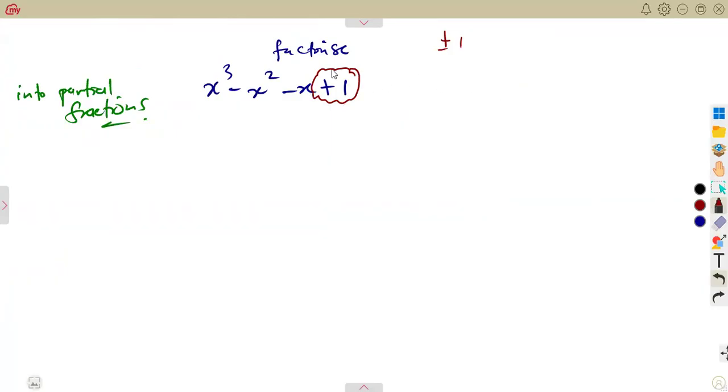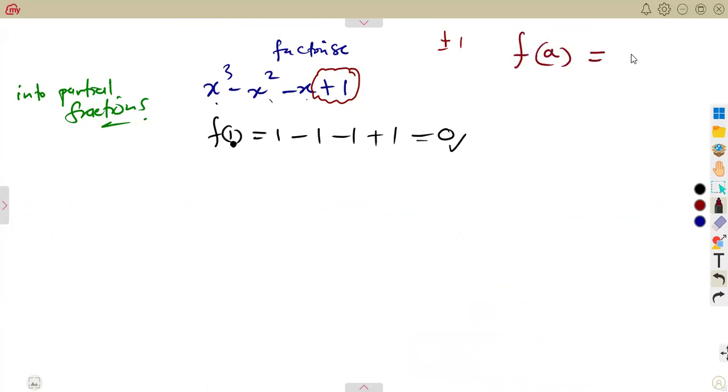All right, so let's try a 1. We just substitute f of 1 in whatever that you are given here. f of 1, whatever that you have, that will be 1 minus 1 minus 1 plus 1. So this was going to give us a 0. So as we can see, f of 1 is giving us a 0. Remember, guys, from your N3, if you substitute f of a and you obtain a 0, what does it mean? It means, therefore, x minus a is a factor.